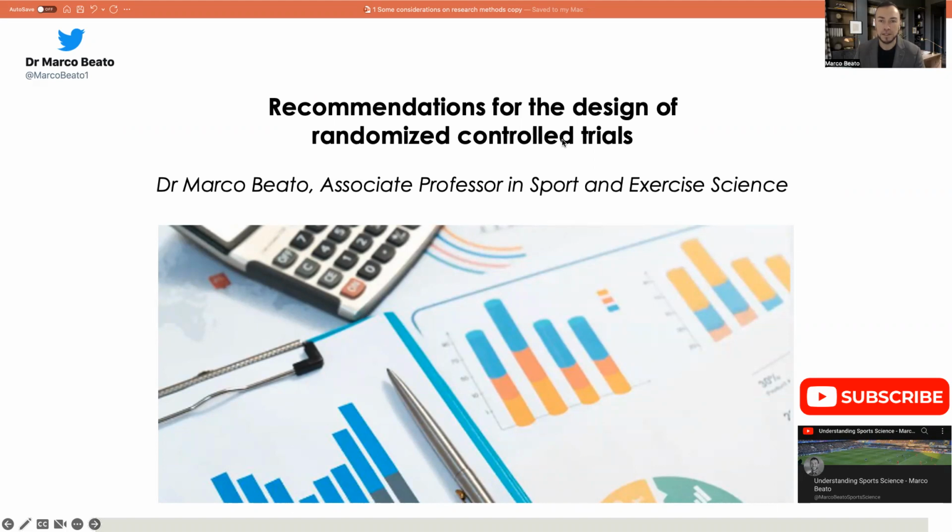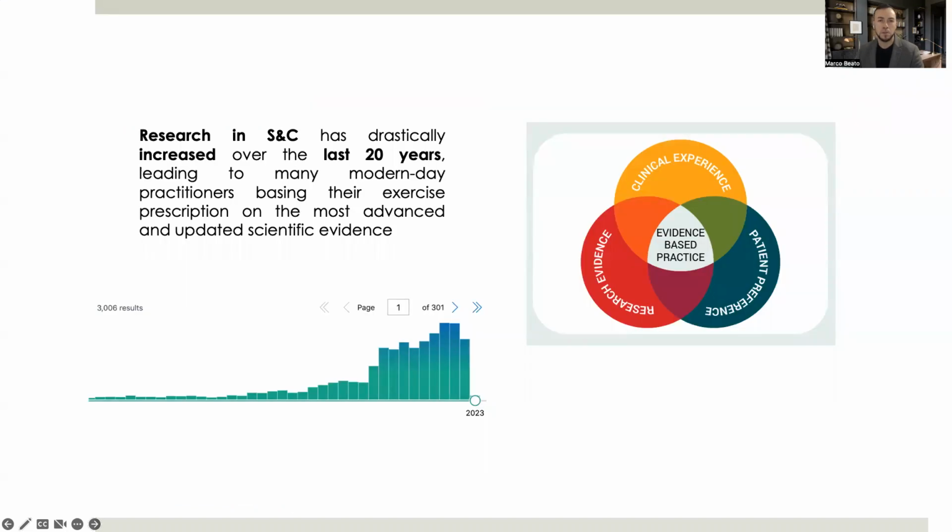Today we will summarize some concepts of this paper, Recommendations for the Design of Randomized Controlled Trials, which was published in Frontiers in 2022. Before we enter the main topic and chat about randomized controlled trials, we need to start with a brief introduction.